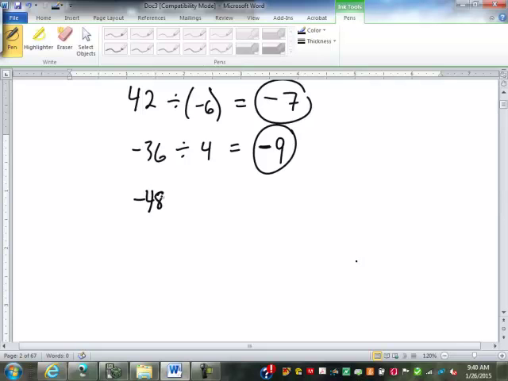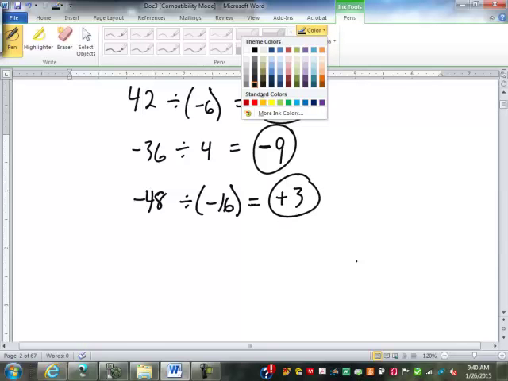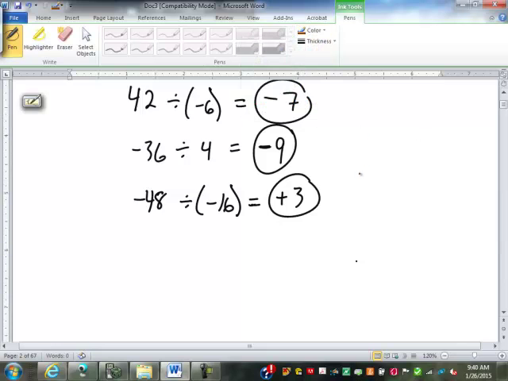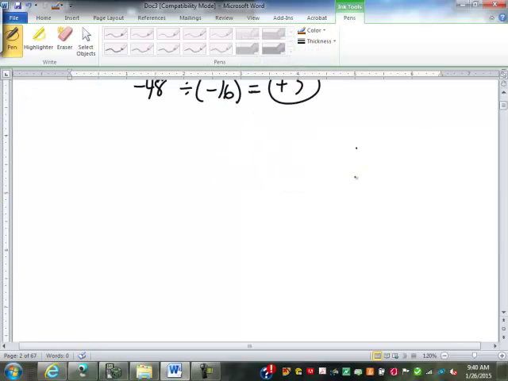Our negative 48 divided by negative 16 is positive 3. Not so bad. With these integers, then, there is a symbol that we need to learn. It looks like this. I exaggerated it a little bit there. Those bars around a number are what we call absolute value.